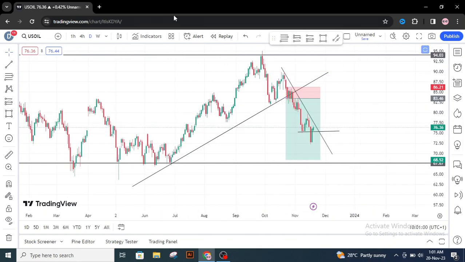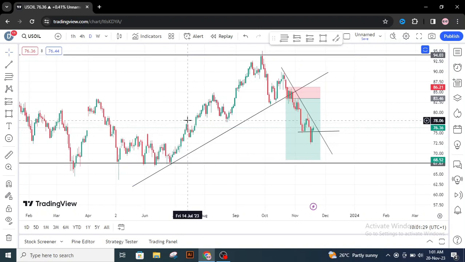For crude oil, I saw this head and shoulder pattern, the thing that I keep talking about, which may not be perfect. It doesn't necessarily have to be balanced, but what you just have to understand is what the market is saying. If you notice, this is my support level, here is my key level, sorry, my resistance level, and this is my support level.